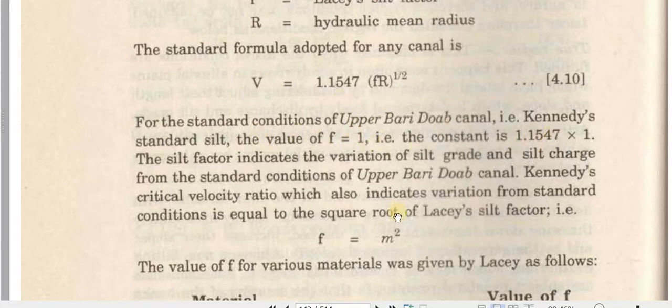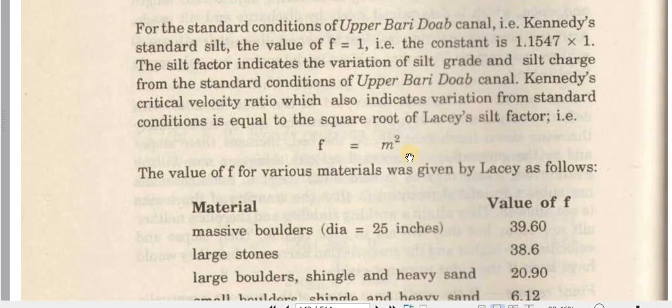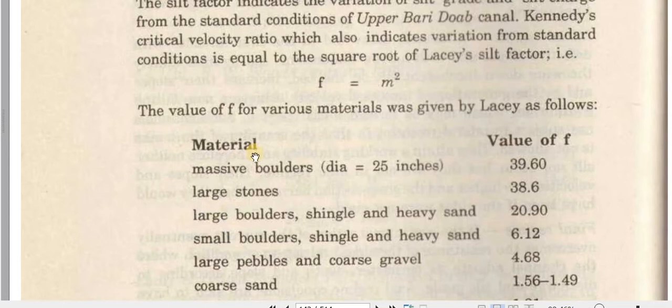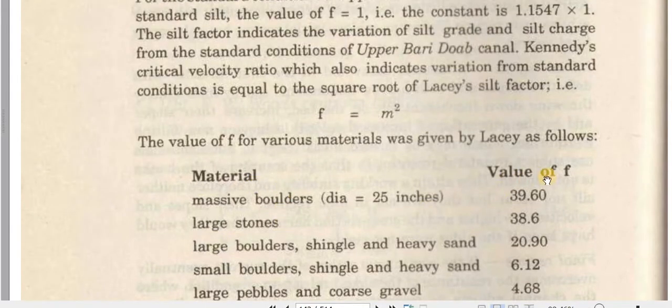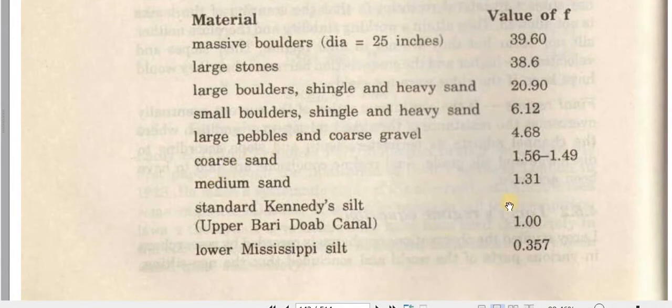So its equation can be directly related with this, but he introduced the Lacey silt factor, which is directly proportional to m squared, the Kennedy critical velocity ratio. We have studied that previously, and for the materials, against Lacey silt factor, we can get the value of f. For example, coarse sand is 1.31, then medium sand, and massive boulders are 39 point something. So we remain in this range. We usually encounter coarse sandy soil.